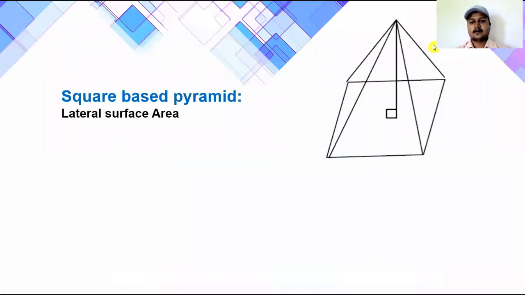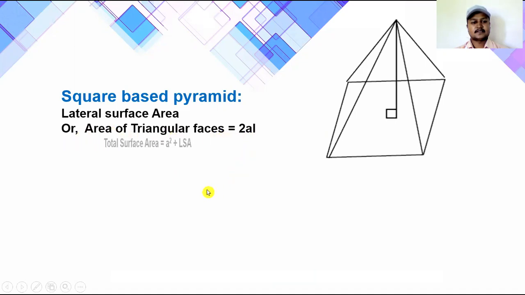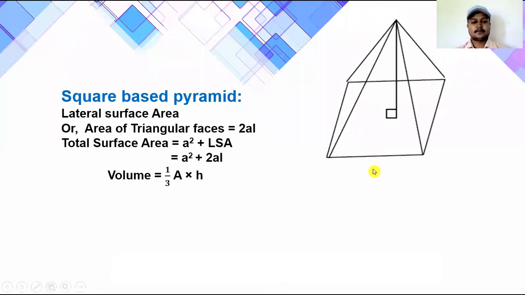Lateral surface area of a square based pyramid is equal to 2AL, 2 into length of base into slant height. This is also called area of triangular faces. Similarly, for total surface area, the base area A square is added: A square plus 2AL. This is the formula for total surface area. Similarly, volume of a square based pyramid is 1 by 3 area of base into height, that is 1 by 3 A square H.